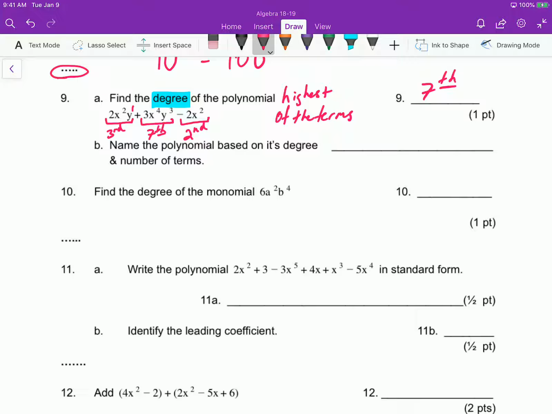So now when you go to make the name, we need to know how many terms there are. There's 1, 2, 3 terms. So that means it would be a trinomial. So the whole proper name would be a 7th degree trinomial.